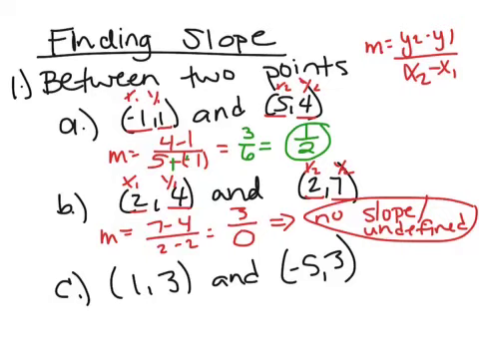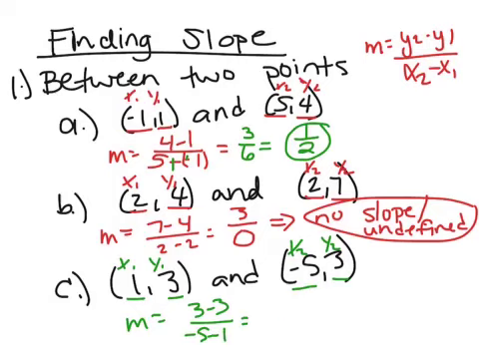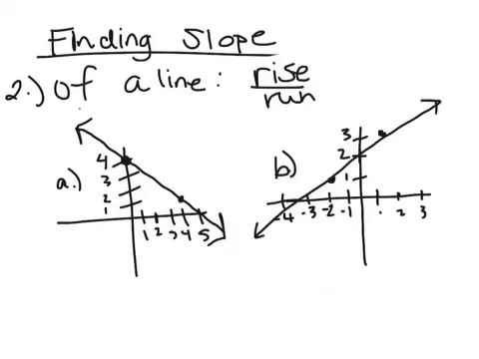Alright, and then in C, again I want to use my slope formula, so I have my first point, which is x1, y1, and the second one is x2, y2. So I have my slope equals y2 minus y1, so I have 3 minus 3 in the numerator, and then in the denominator I have negative 5 minus 1. That gives me 3 minus 3, which is 0 in the numerator, and negative 5 minus 1, which is negative 6 in the denominator. 0 divided by anything other than 0 is 0, so that means that my slope would be 0.